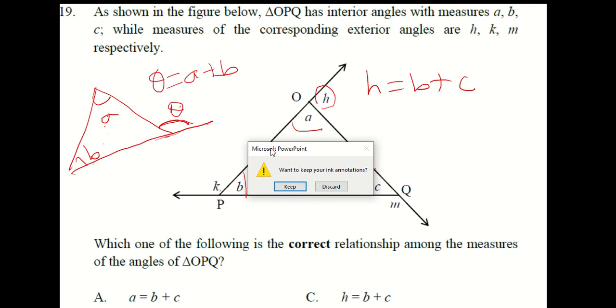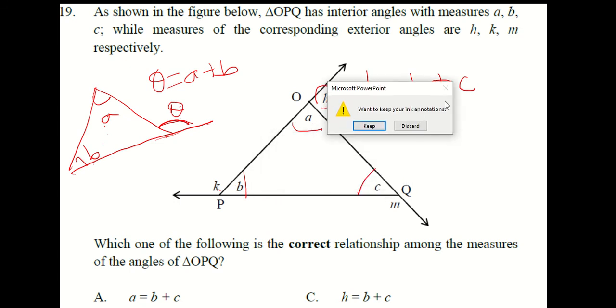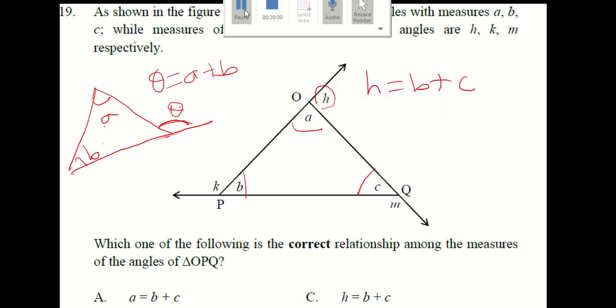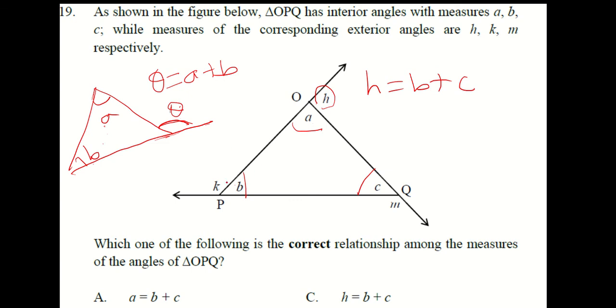Angle K is the sum of the opposite angles, A plus C. K is equal to A plus C because it's an exterior angle. And the other angle, angle M, is also exterior. Angle M is the sum of the two opposite interior angles, so B plus A. So M is equal to B plus A. So which choice is found here? M is equal to H plus K is found in the choices, so the answer will be B.